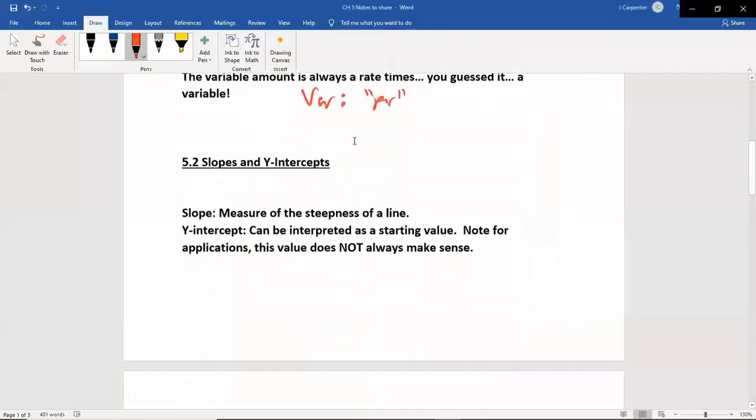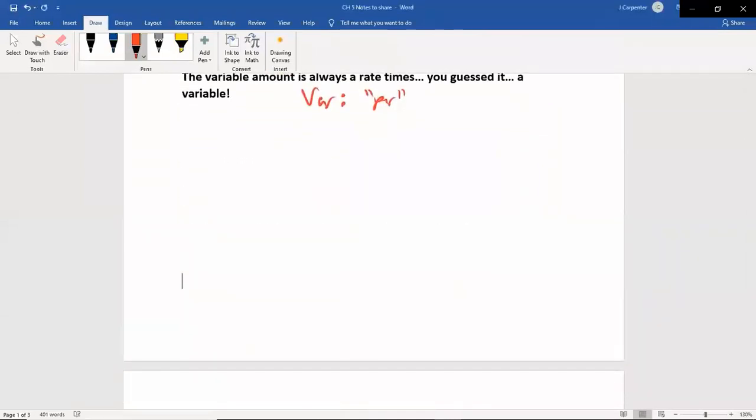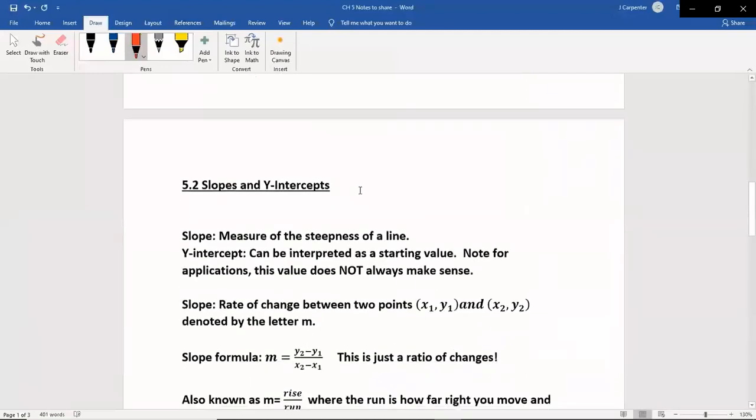5.2. Slopes and y-intercept. So you've already heard me say that word slope many times already. We talked about that rise and run concept, but we're just going to lay it out in full detail now. So slope is the measure of the steepness of a line.